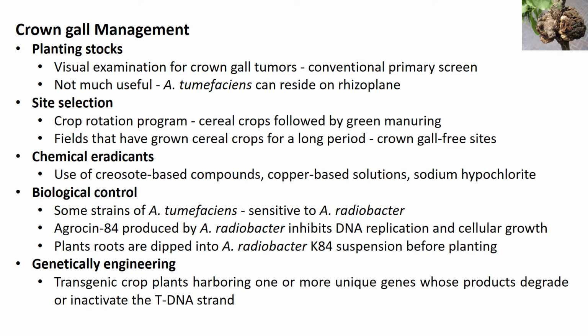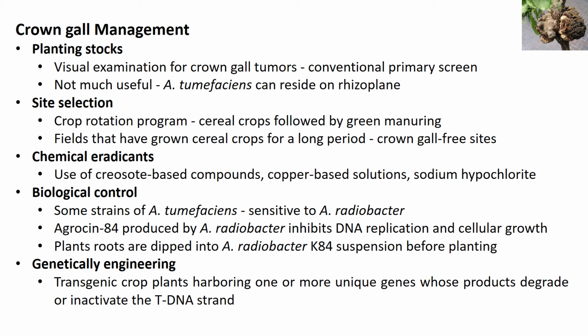So how can we manage the crown gall? While selecting planting stocks, a visual examination for crown gall tumor is conventionally done as a primary screen so that infected plant stocks are not used for plantations. But this is not that useful, since Agrobacterium tumefaciens can also reside in soil, and also in the soils related or nearby to roots.